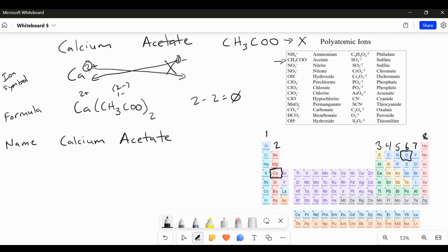So hopefully this gave you a better understanding of polyatomic ions and just the idea that they function as a singular unit that isn't broken apart during these reactions.